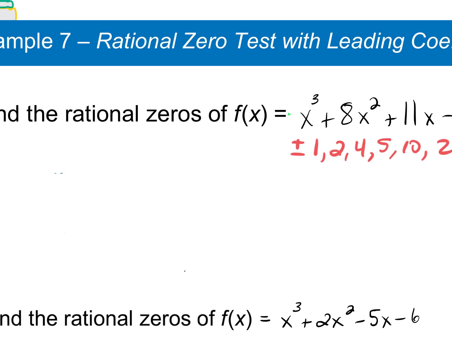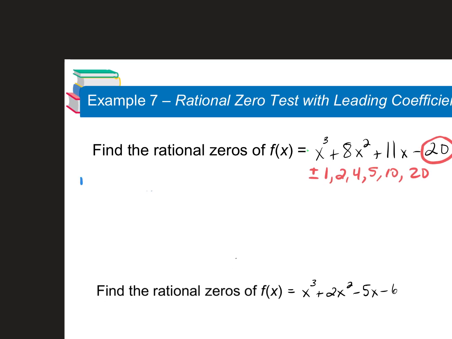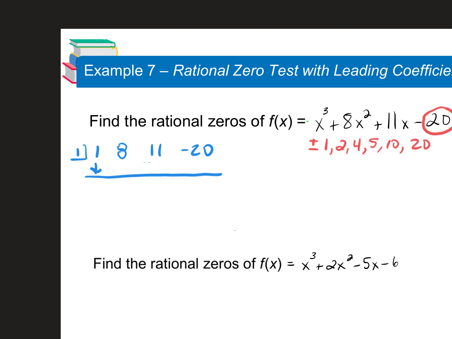But we're just going to start with positive 1. I'm going to see if I use synthetic division and I use positive 1, see if 1 works. If it does, that means 1 is a 0. 1 is where the graph crosses the x-axis. So I'm going to write out 1, 8, 11, and negative 20. You guys good? All right, this can be a tad tedious. Just pay attention to what you're doing. Focus. So bring down your 1.